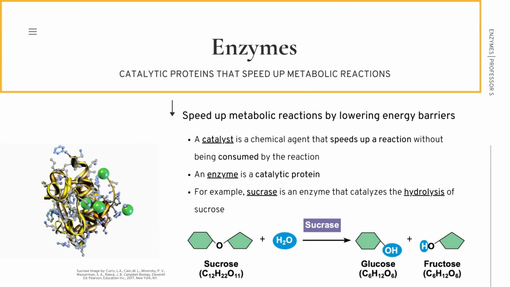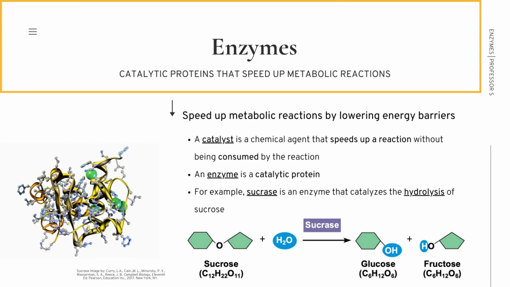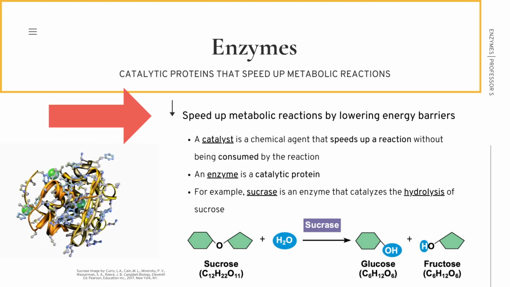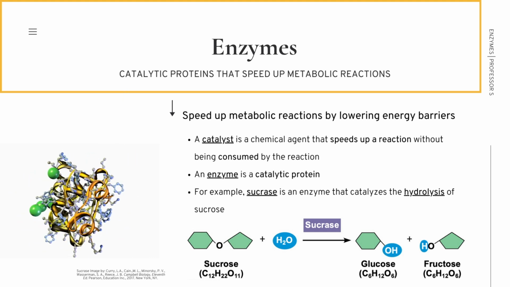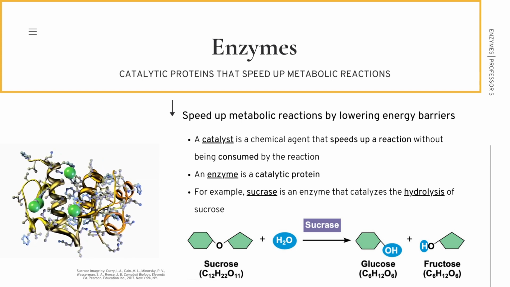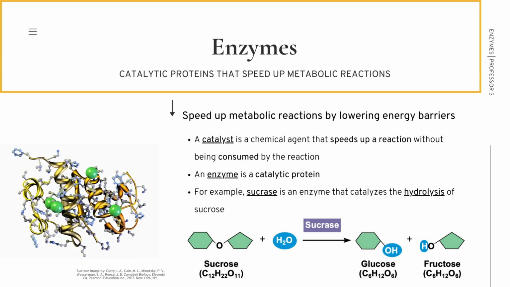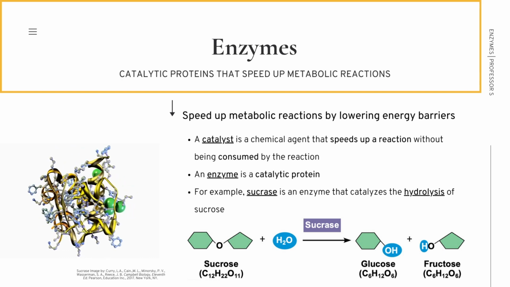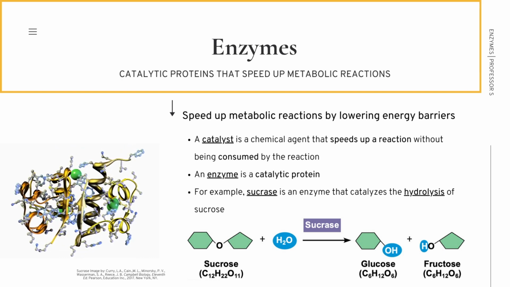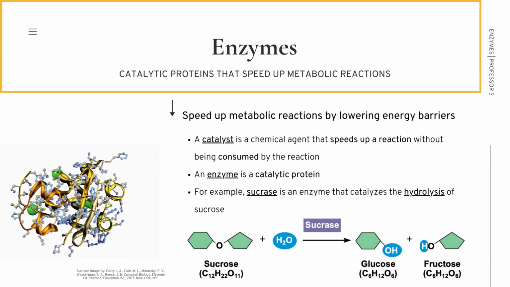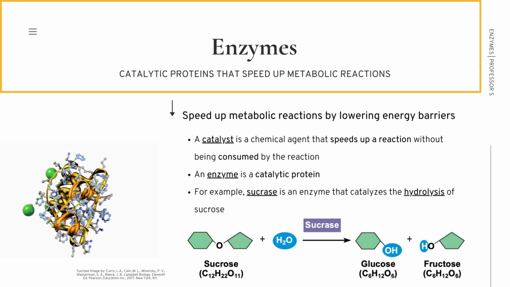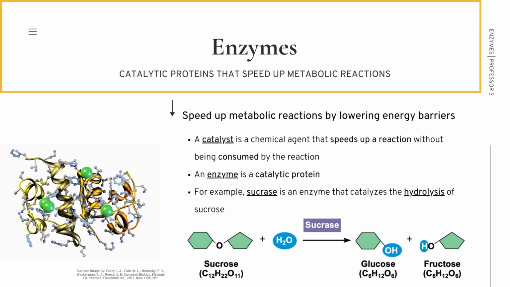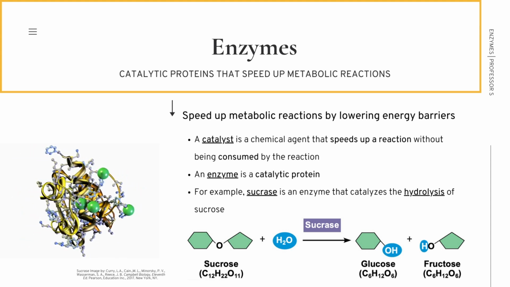Enzymes are catalytic proteins that speed up metabolic reactions. They do this by lowering the activation energy of a reaction. On the left is a 3D rendering of an enzyme, which is a chain of amino acids folded into the perfect conformation to allow it to bind to its substrates. For example, the enzyme sucrase breaks down the sugar sucrose into glucose and fructose. Remember, enzymes are very specific for the reaction that they catalyze.